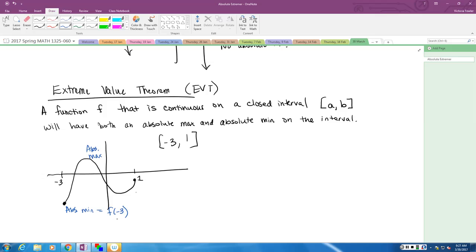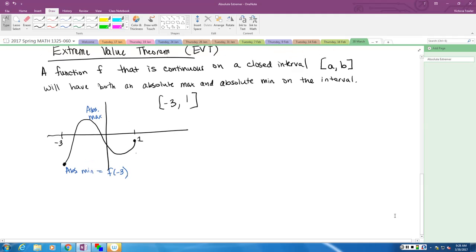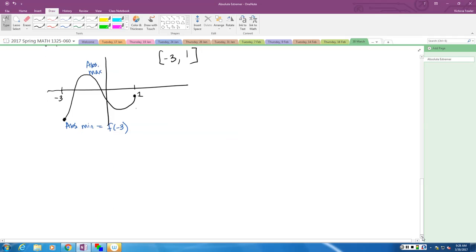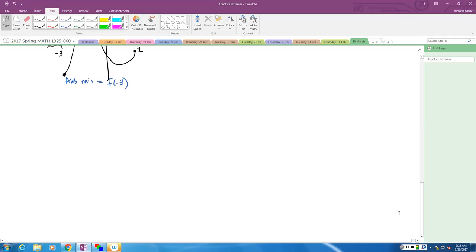Okay, so just showing you, here's a snapshot of it. It's continuous on this closed interval. Okay, so we have this idea. We have the extreme value theorem. That's going to guarantee us that we have an absolute max and absolute min. I've given you one of those examples. Let's talk about overall finding absolute extrema.